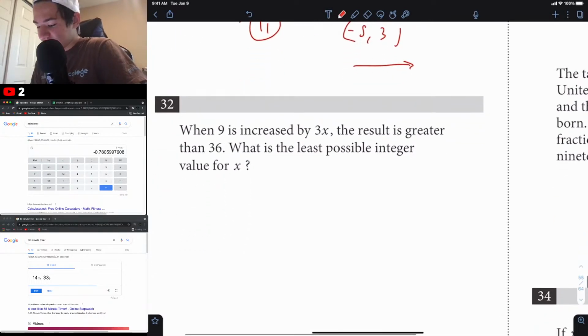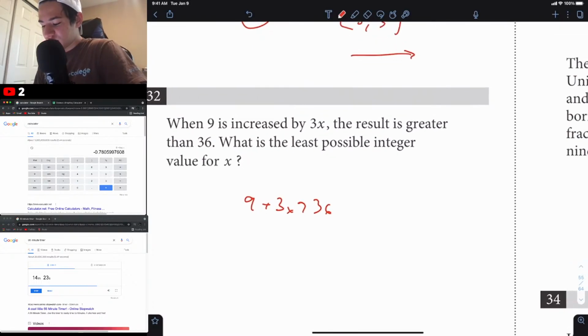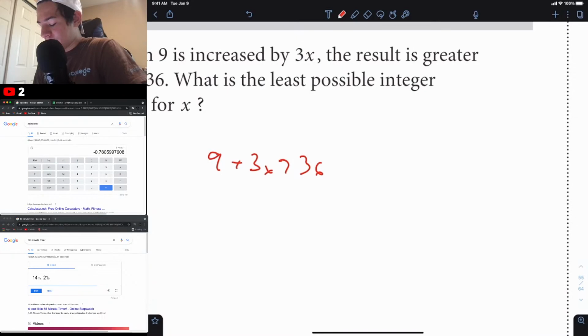When 9 is increased by 3x, the result is greater than 36. So greater than 36. Least possible integer value for x. I don't know. If we subtract 9, we get 27, is greater than, or less than, sorry, 3x.